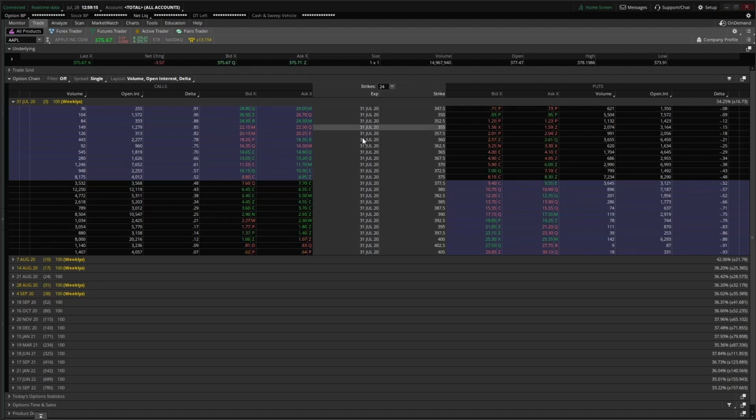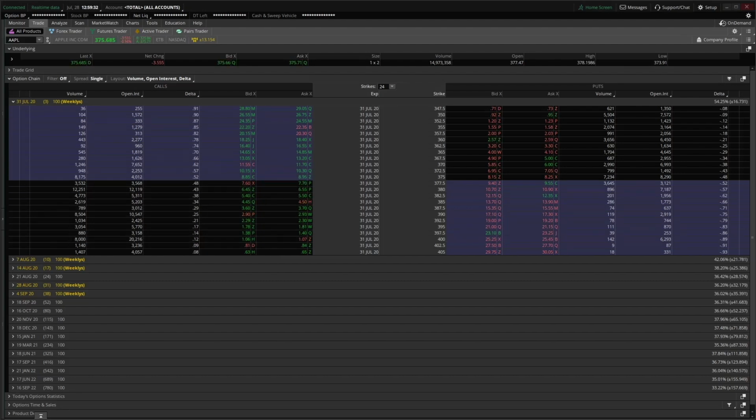To the left of this, we have expirations. Now, expirations are that certain date or that time frame that we're looking for before those contracts go to zero. Now, in the money is everything that is purple. Out of the money is everything that is black.